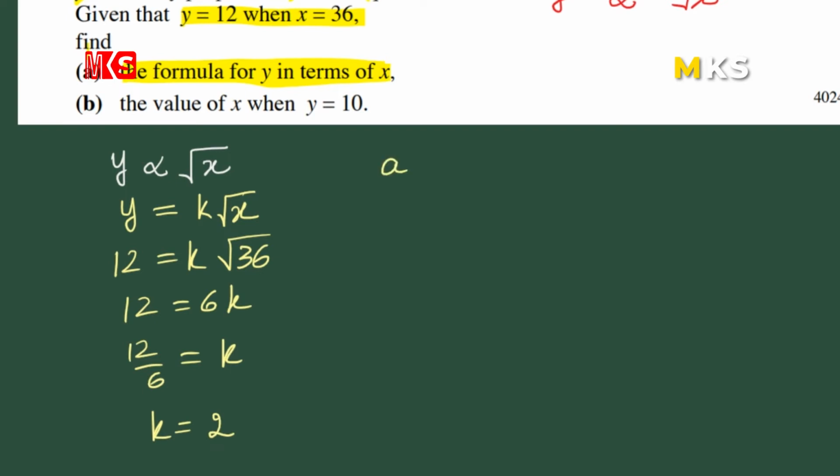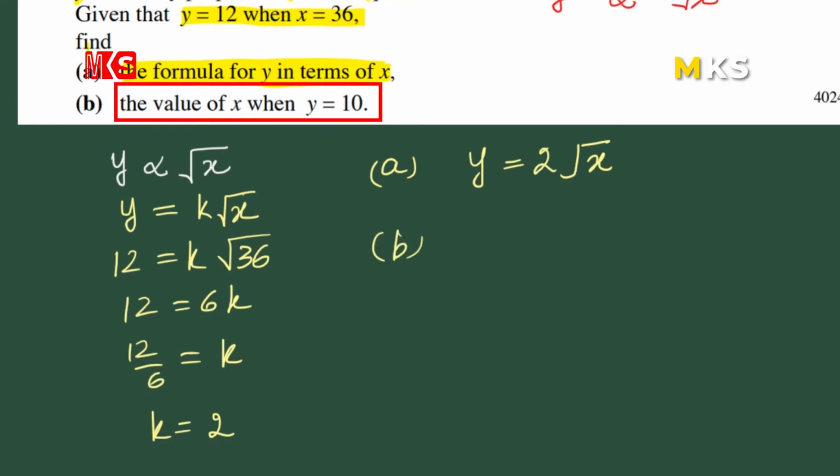The answer to part A will be y is equal to 2 times square root of x. So this is the formula of y in terms of x. Part B is the value of x. In this case, we have to find the value of x and the y is given. We will substitute the value of y in the formula to find the value of x.